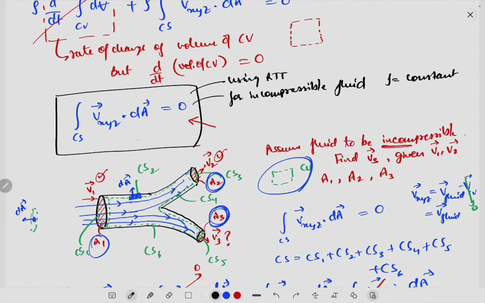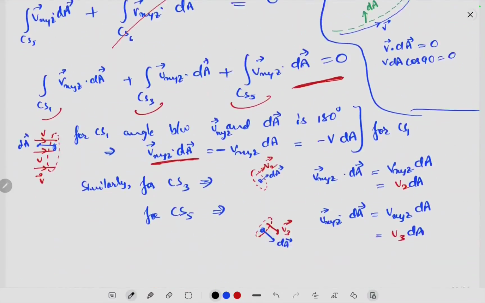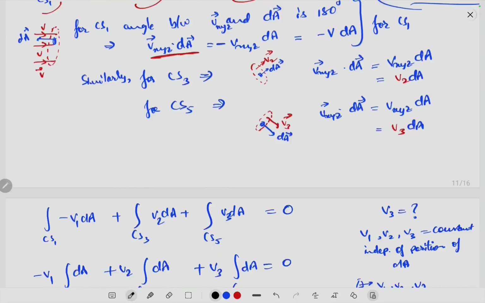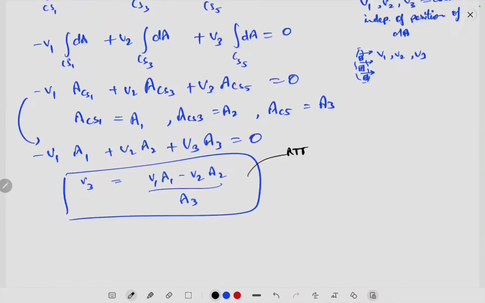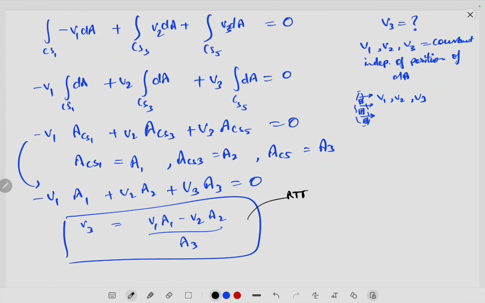And we used this expression, which was for incompressible fluid, to solve our given problem. Okay, so this was using RTD and also for given incompressible fluid.